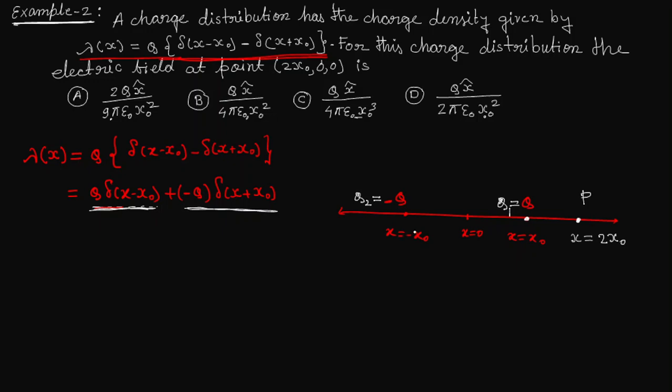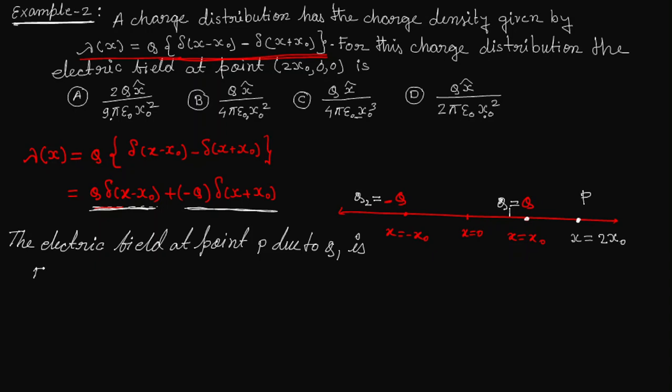So now according to the superposition principle, since we have more than one charge in our system, if we want to calculate the electric field at any point, we have to use the superposition principle. And according to that, first we have to calculate the electric field at point P due to only q1. So the electric field at point P due to q1 is E1.